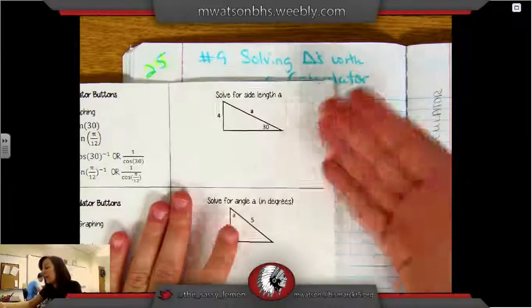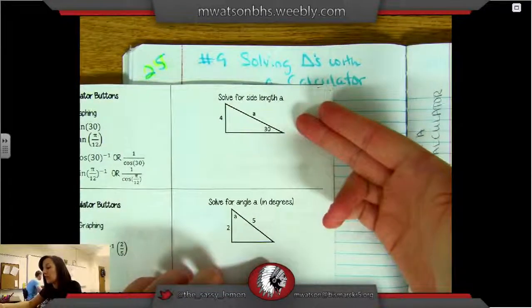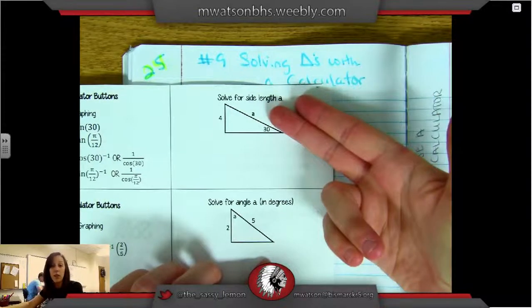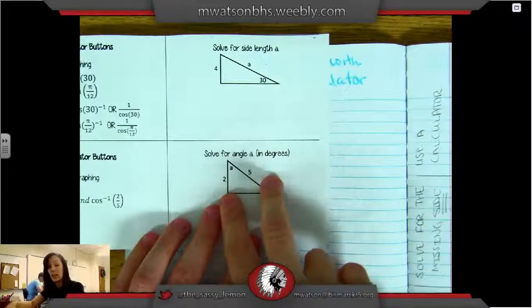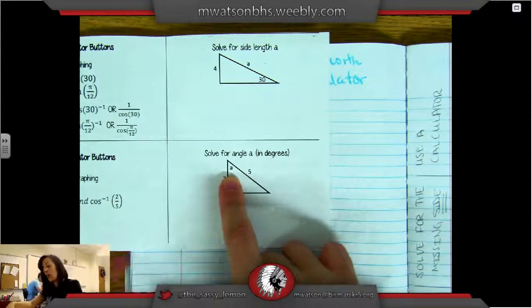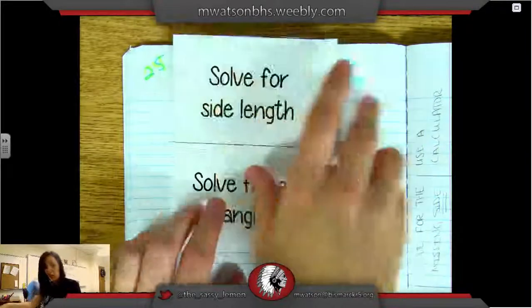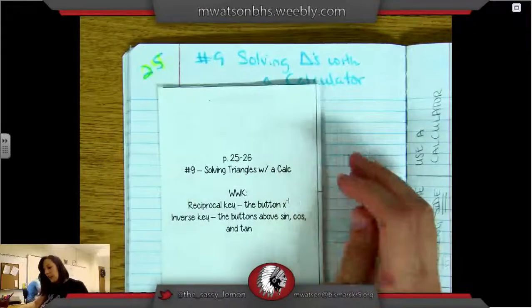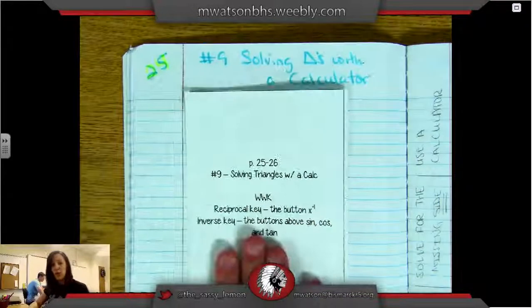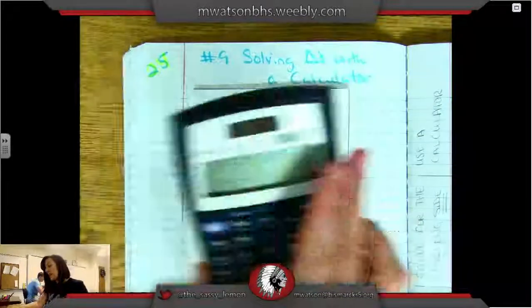But what if you have a triangle where you have only a side length and an angle and you want another side length? Or say you have two side lengths and you want to find a missing angle. Then what you're going to use are the things that we learned in this lesson, and that's called solving a triangle. So before we actually do any work, I want to introduce you to a few buttons on the calculator.